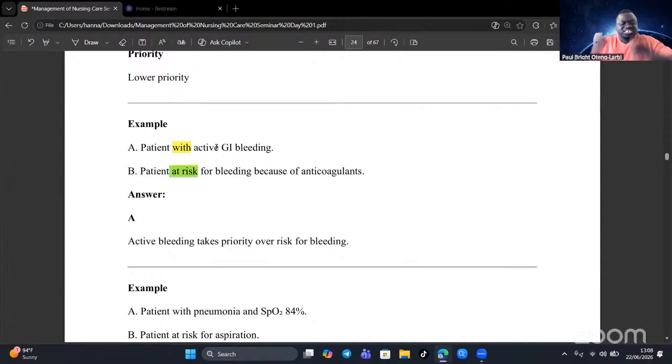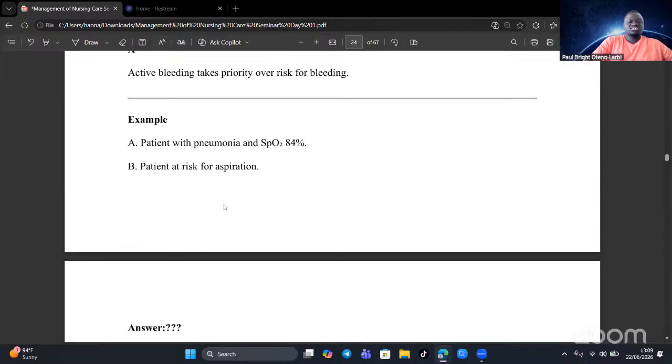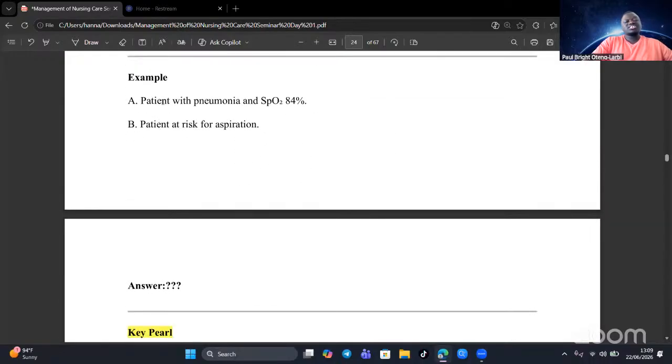And patient at risk for stroke. He hasn't gotten the stroke yet. Okay, so you always prioritize at risk over what? Prioritize active bleeding over at risk for bleeding. I mean, yes. So do this. Patient with pneumonia and SpO2. Patient at risk for aspiration.